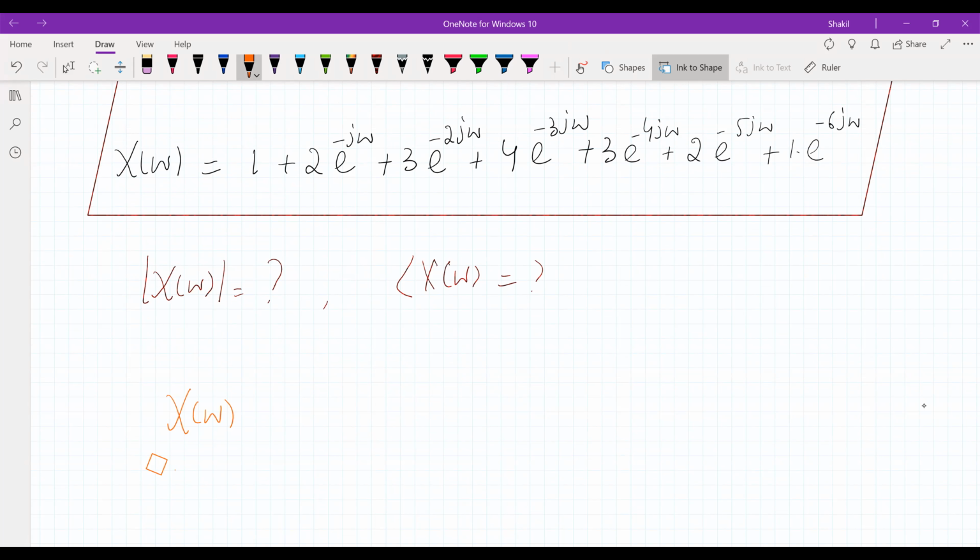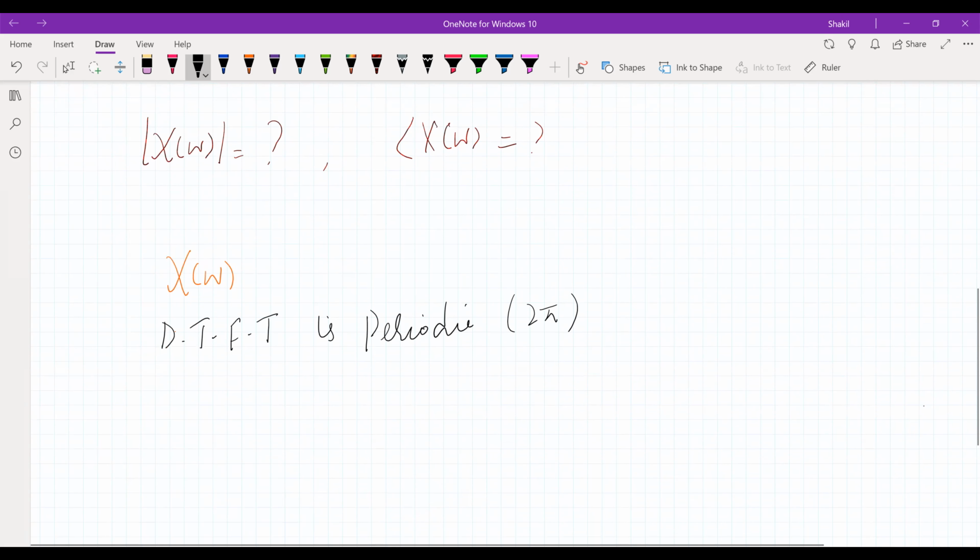The discrete time Fourier transform is periodic in nature, and the period is 2 pi. I hope you have got the idea.